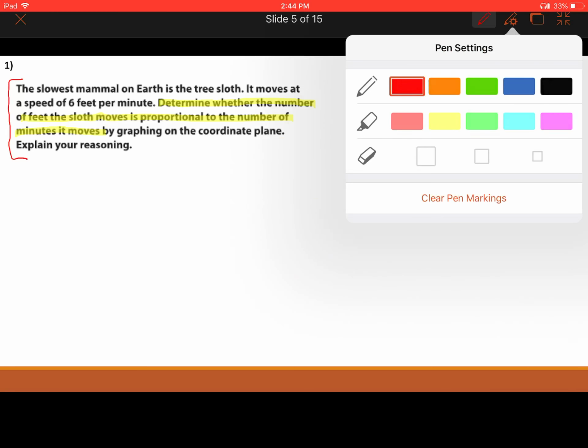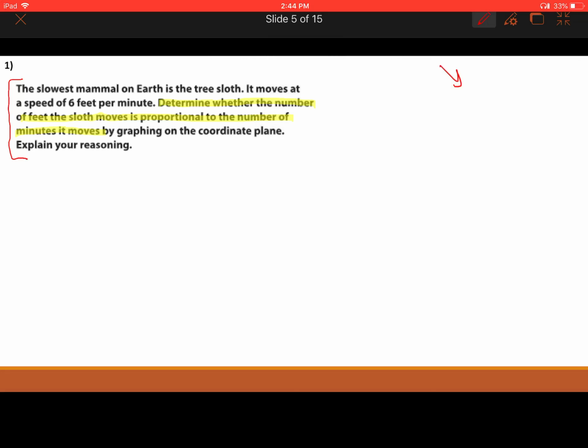All right, so going back to the concept of proportional, if quantities are proportional, they share the same unit rate. In this case, our unit rate would represent the number of feet the sloth moves. So I'm going to write feet. And we want to know if that's proportional to the number of minutes. So I'm going to write minutes in the denominator. In other words, does this sloth travel the same number of feet every minute?